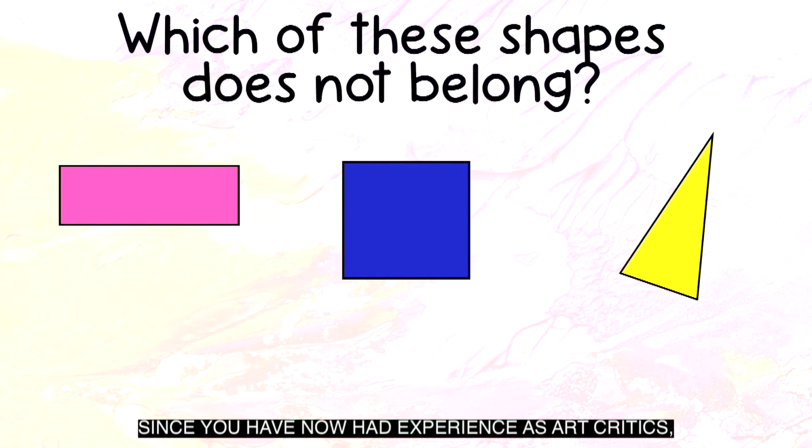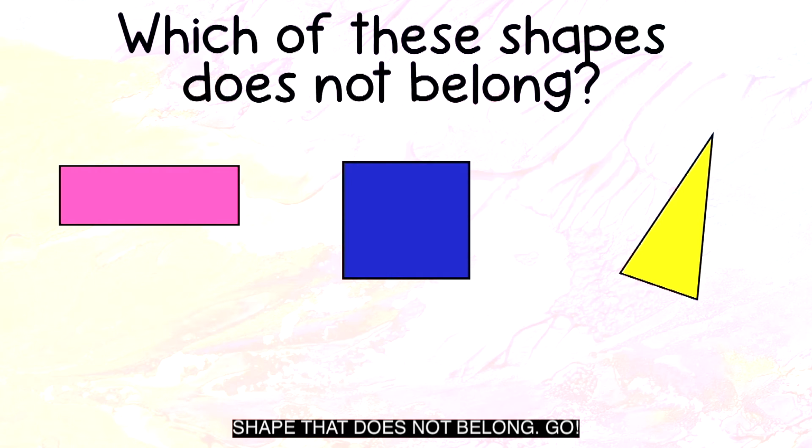Since you have now had experience as art critics, we are going to do a new task. This time, I want you to tell me which of these shapes does not belong. You can decide which shape does not belong by looking for different attributes. When I say go, I want you to tell me the name and color of the shape that does not belong.